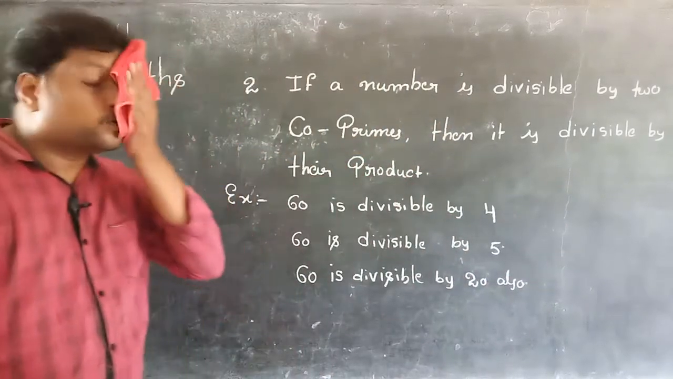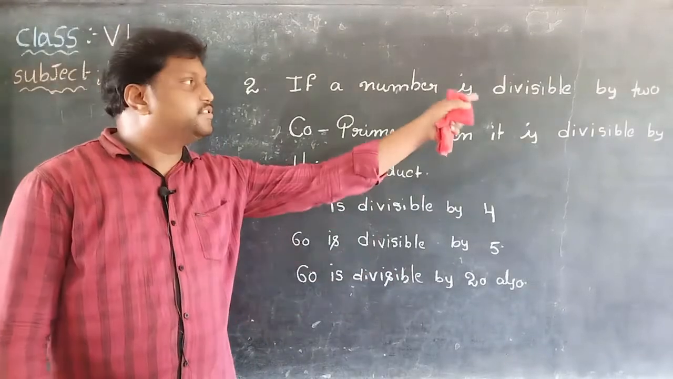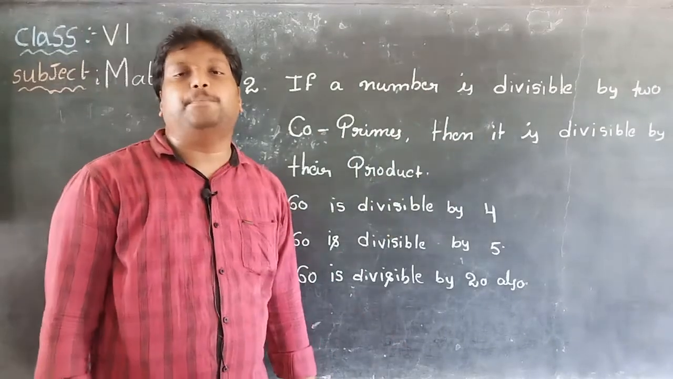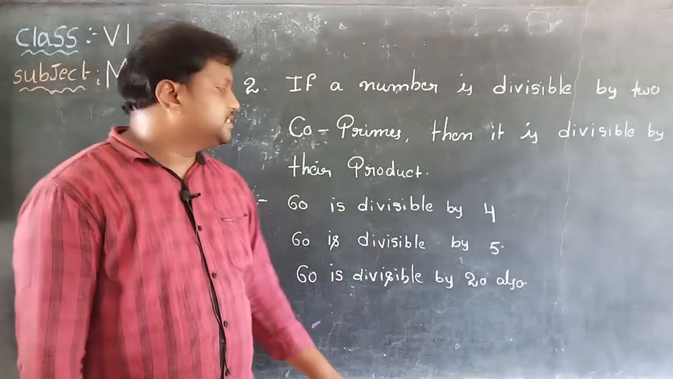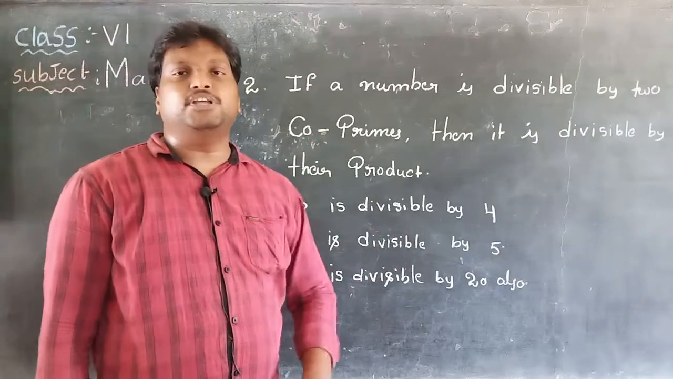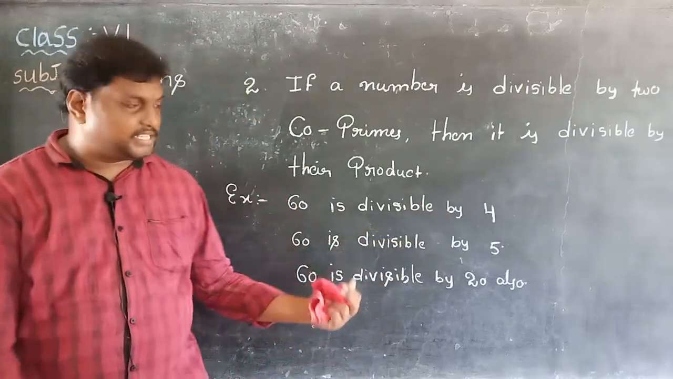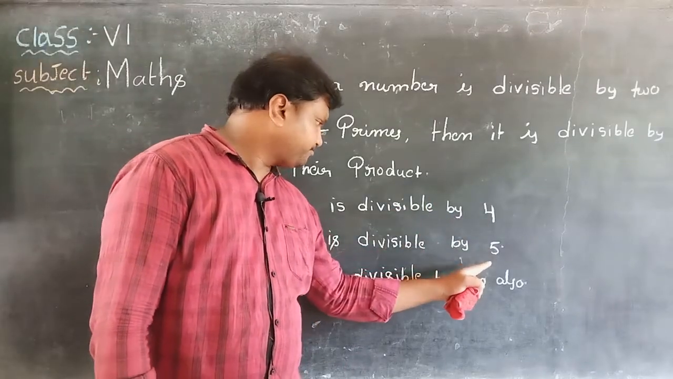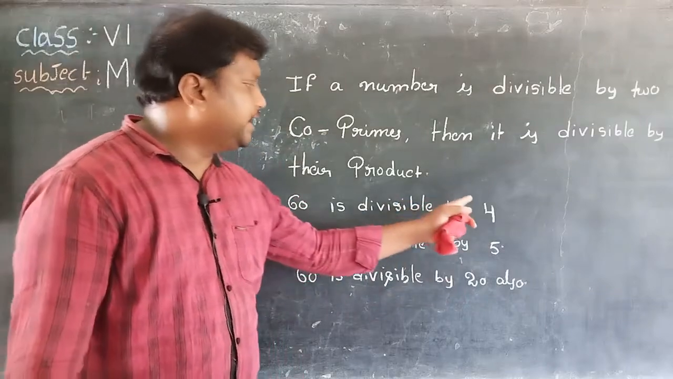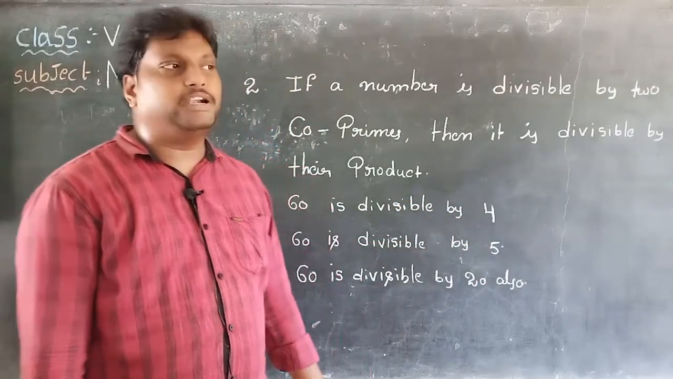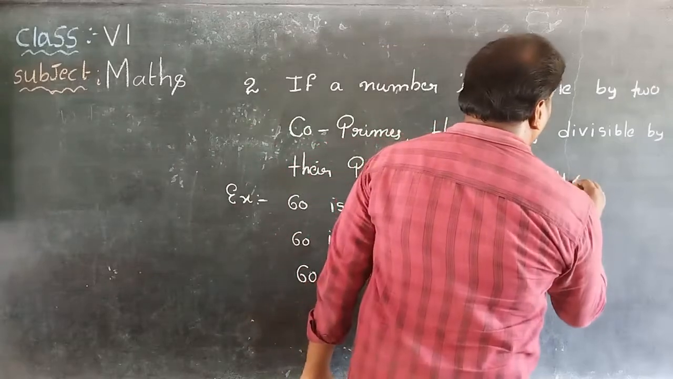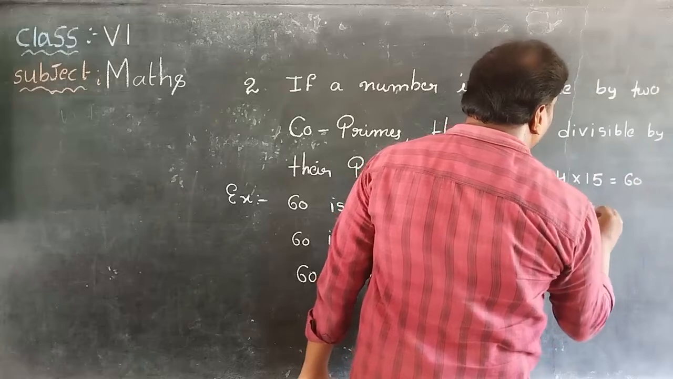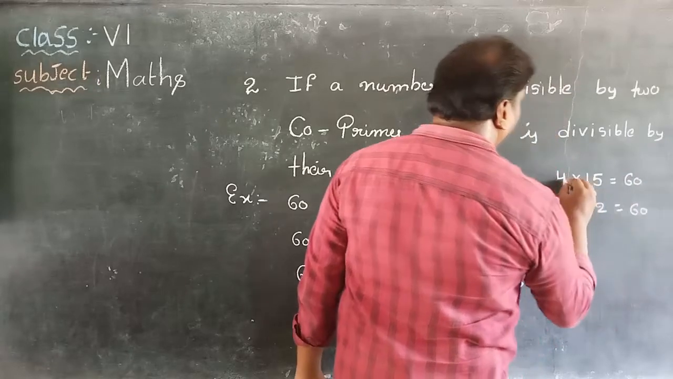This is the second rule. What is the second rule? If a number is divisible by two co-primes, then that particular number is also divisible by their product. See here, I am taking the example 60. 60 is divisible by 4 and by 5 also. Means 4 fifteens are 60 and 5 twelves are 60. Then we take the product: 4 into 5 is equal to 20.